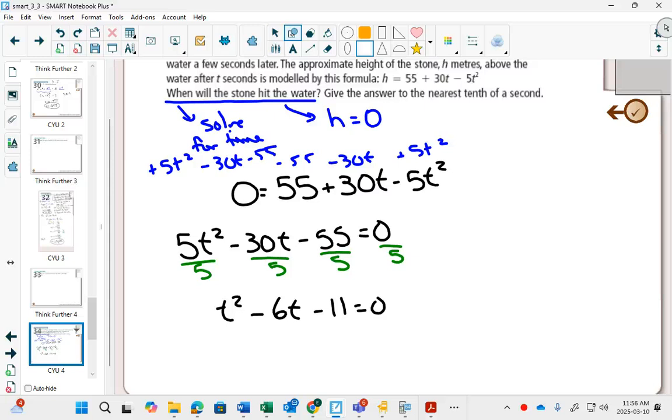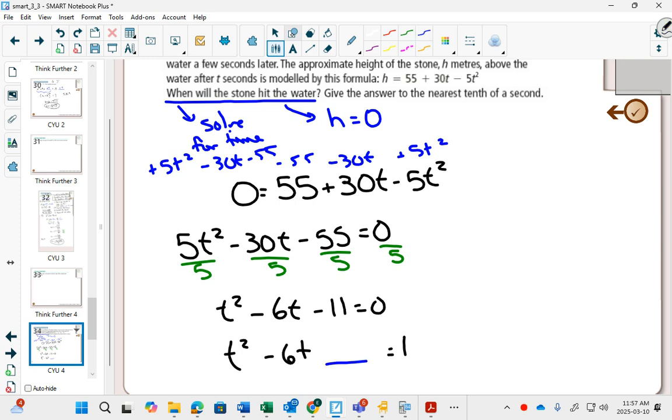Zero product property, you'd have to be able to factor this. How quickly can you tell that this can't be factored? Right? If it can't be factored, then we have to solve by square rooting. Solving by square rooting would say leave a space, move the 11 over to the other side, leave a space.